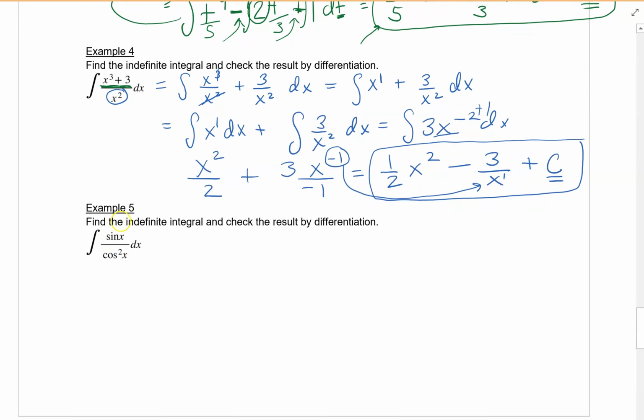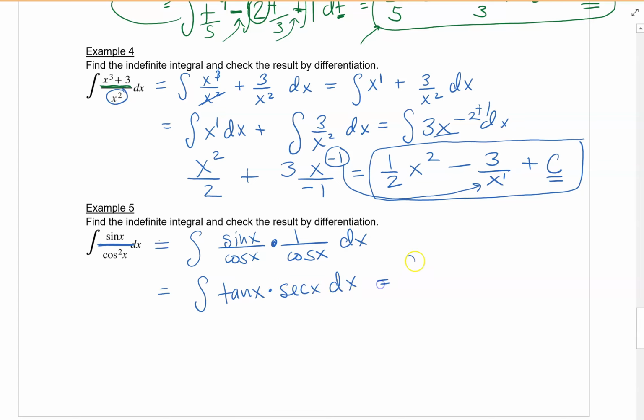In example 5, again, it's got this quotient, but we don't have a quotient rule, but I could think of this one as sine over cosine times 1 over cosine. This one would be a product, right? Sine over cosine times 1 over cosine, because that's the same thing as sine over cosine squared. Sine times 1 is sine, cosine times cosine is cosine squared. So you might be wondering, like, why? Well, because sine over cosine is tangent, 1 over cosine is secant.